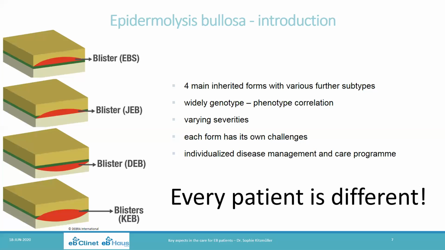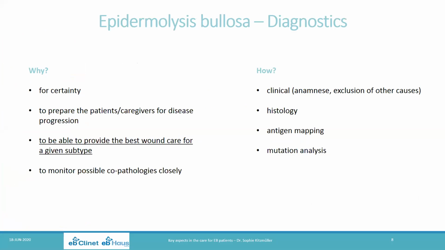So how do you then, if you see a patient, define which type of EB the patient actually has, and why is this so important? Diagnostics in EB, as in any other disease, is utterly important to be certain that it is what you think it is, because there are a lot of other causes that can lead to the same clinical picture. For example, autoantibodies or other causes that can also lead to blisters in the skin.